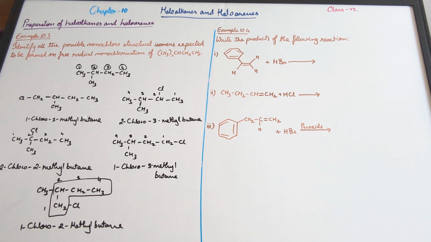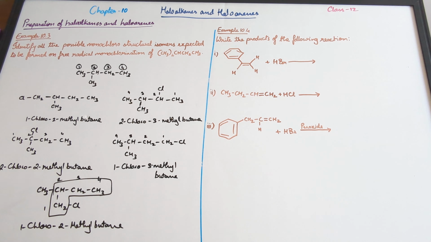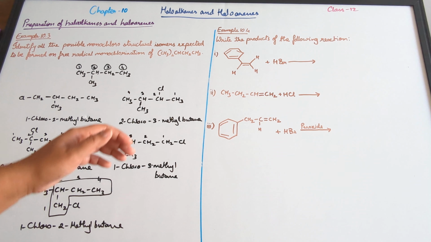The next example is 10.4. We need to write the product of the following reaction. It's pretty obvious that it's an alkene. All three of them have a double bond in them, and it's reacting with a hydrogen halide. So this is a basic example of Markovnikov's and anti-Markovnikov's addition. According to Markovnikov's rule, the negative part of the reagent gets attached to the carbon atom having fewer hydrogen atoms.